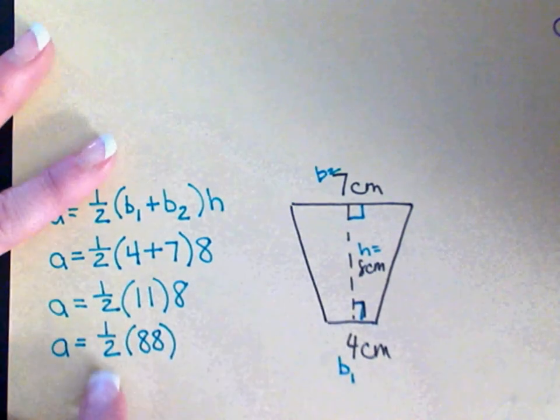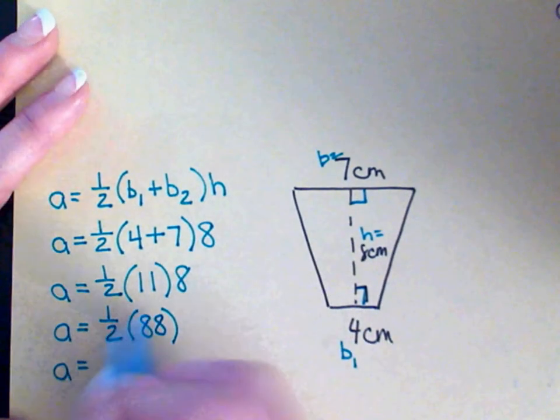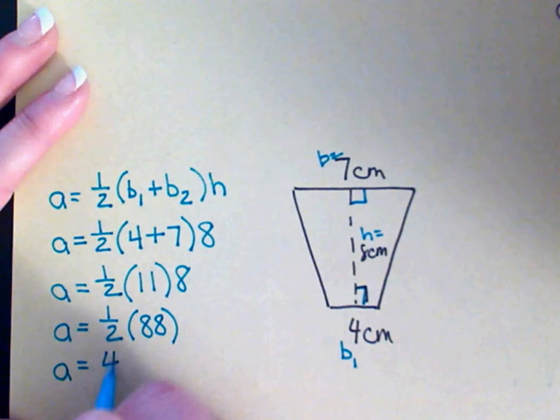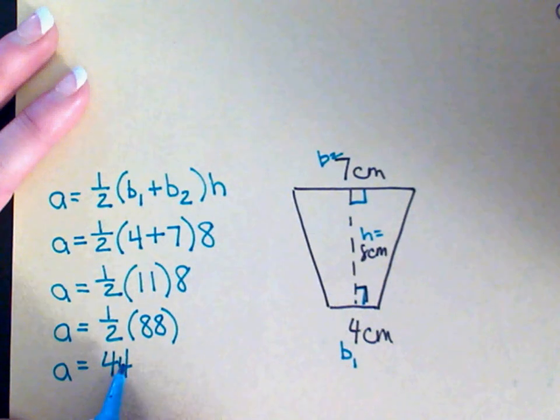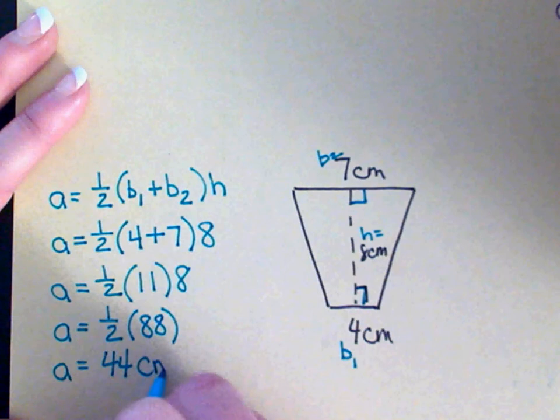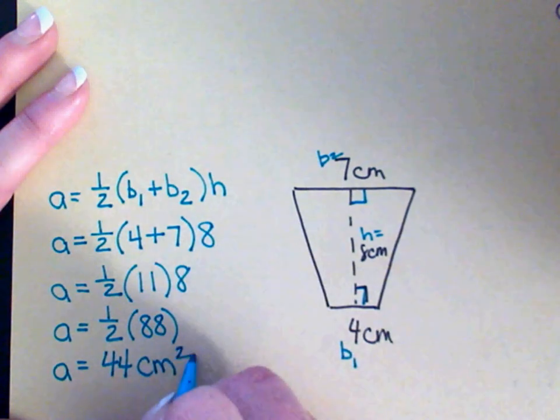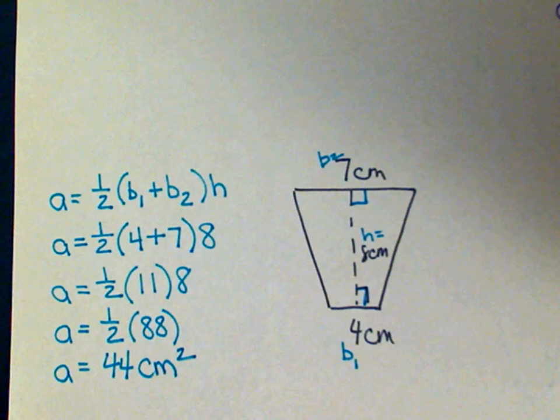Again, left to right, I have not used A. I don't know what it is yet. I have not used my half yet. Parentheses are first, so 4 plus 7 is 11 times 8. Bring it down again. A equals, I have not used my half yet. Side by side we multiply. 11 times 8 is 88. I'm still not done. I have a calculation here. A equals half of 88 is 44. Because I'm now left with A equals a number, I know this is my area. Bring in my unit of measure, centimeters, show its area, squared.